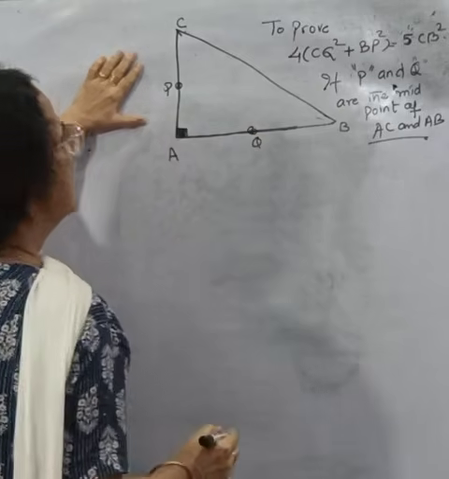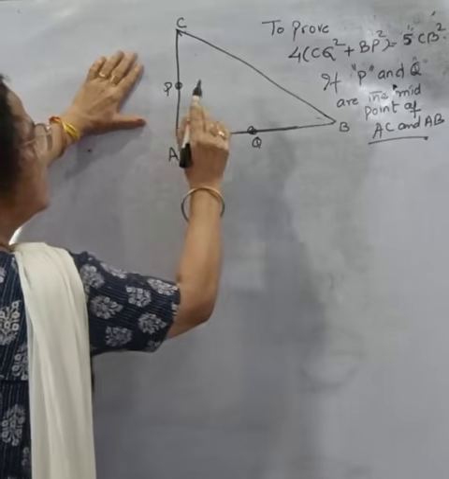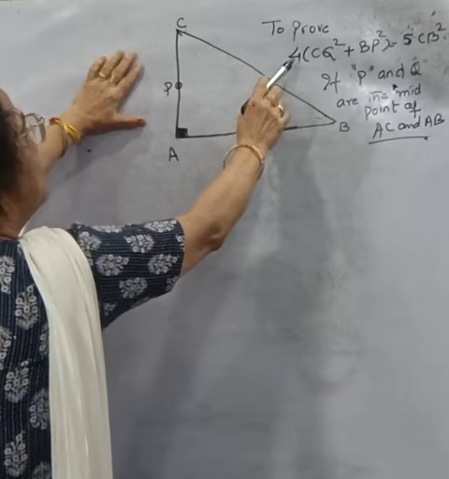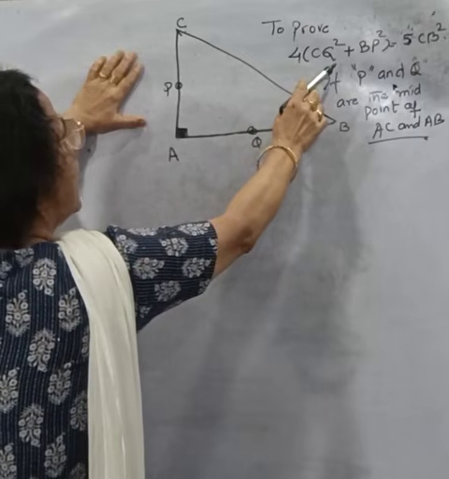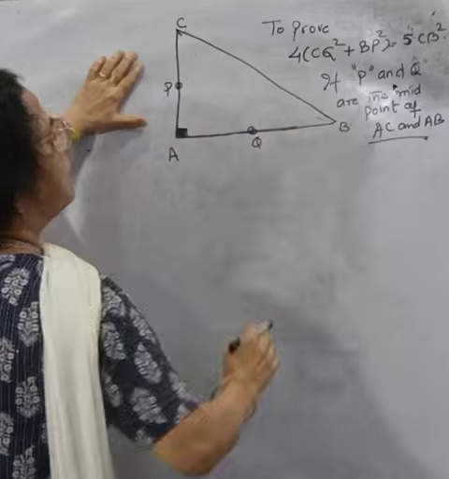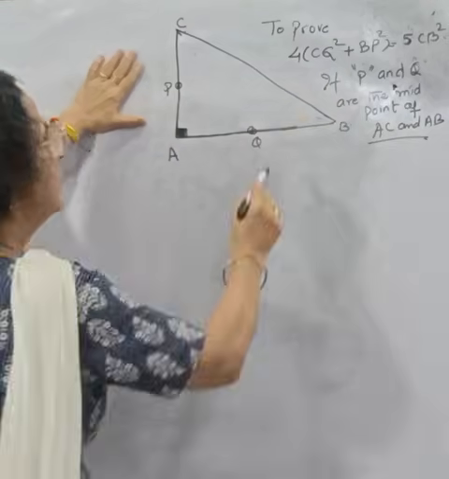Okay. And this is 90 degrees. Under these conditions, we have to prove 4 times CQ square plus BP square is equal to 5 times CB square. This is to be proved.